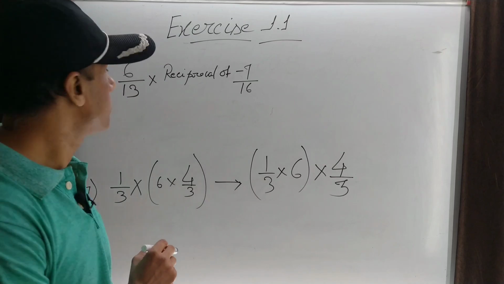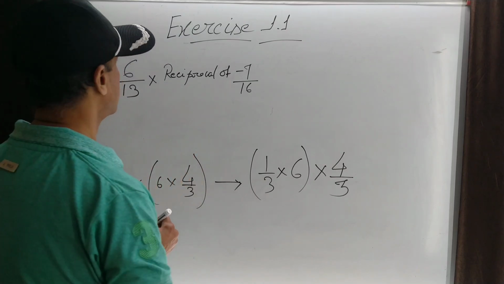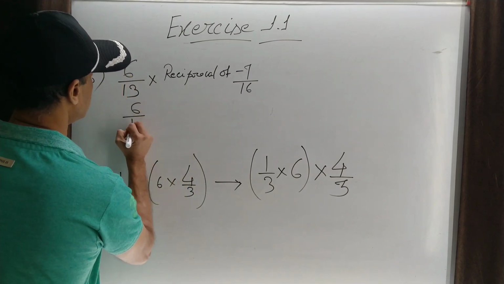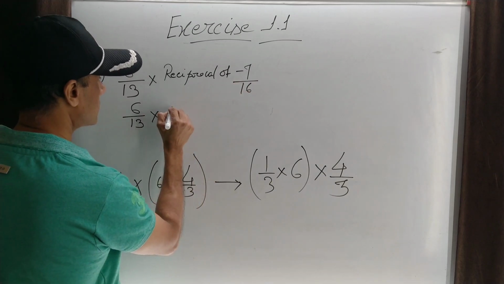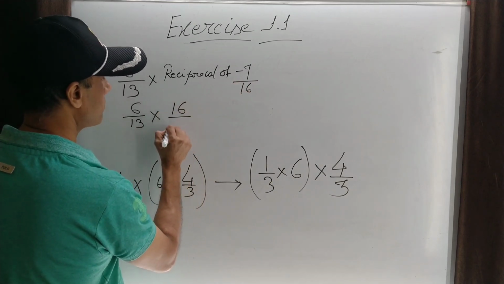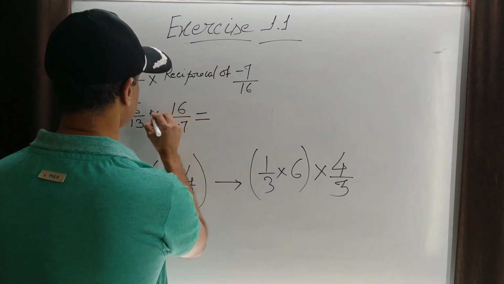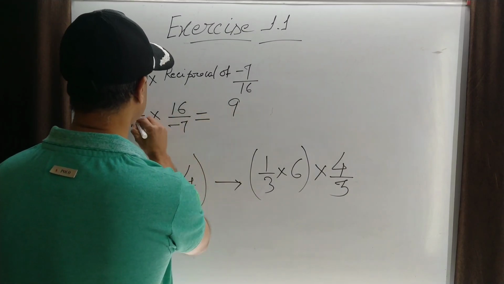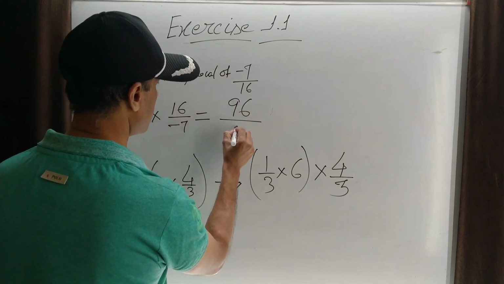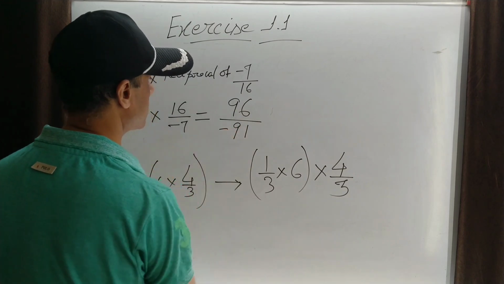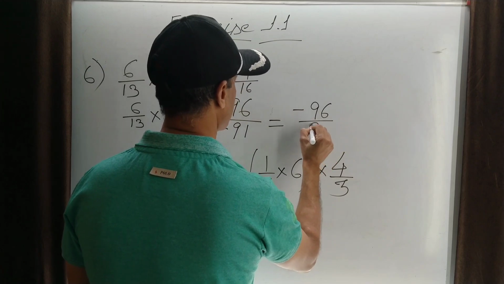6 by 13 multiplied by the reciprocal of minus 7 by 16. That means 6 by 13 into the reciprocal of this, which is 16 by minus 7. This equals 16 times 6 is 96, and 13 into 7 is 91. Here the minus sign stays. This equals minus 96 by 91.